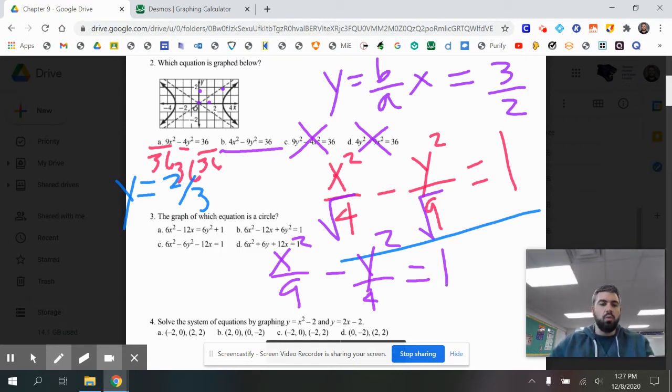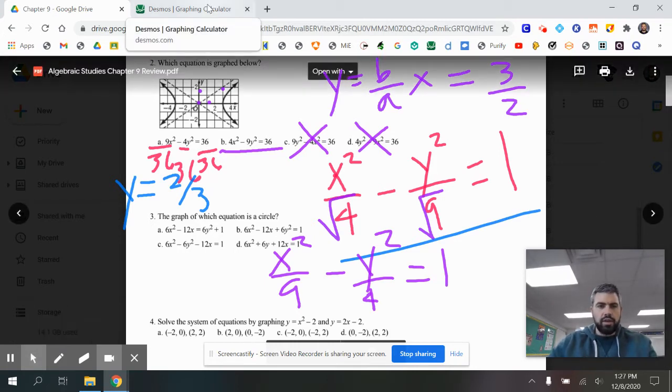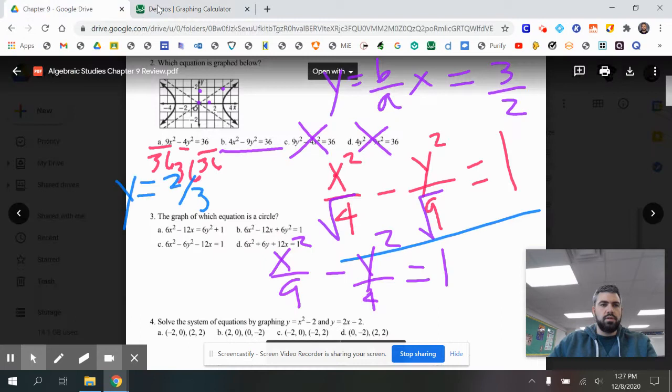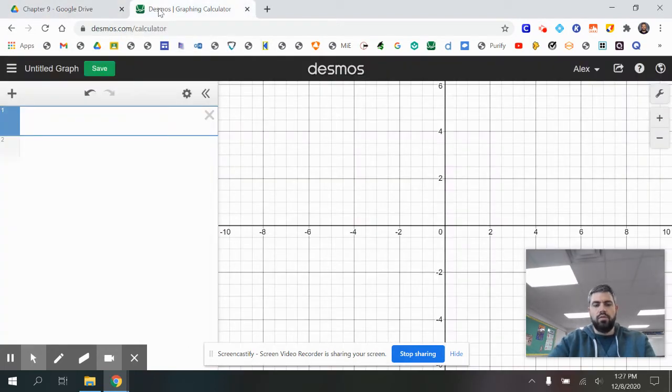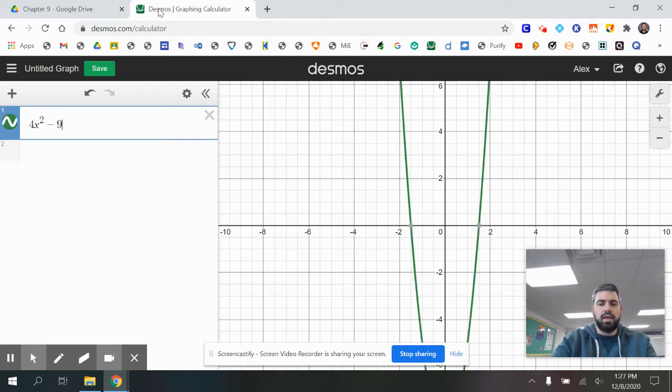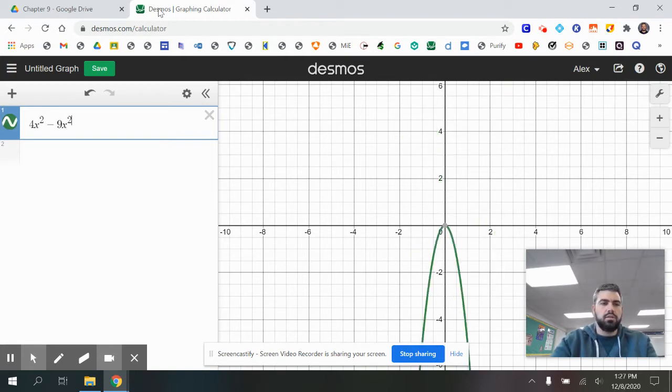Now, let's just verify. Again, we're going to use Desmos to verify, okay? So we look at it and we say, okay, so let's do, I believe it was 4x squared minus 9y squared equals 36.